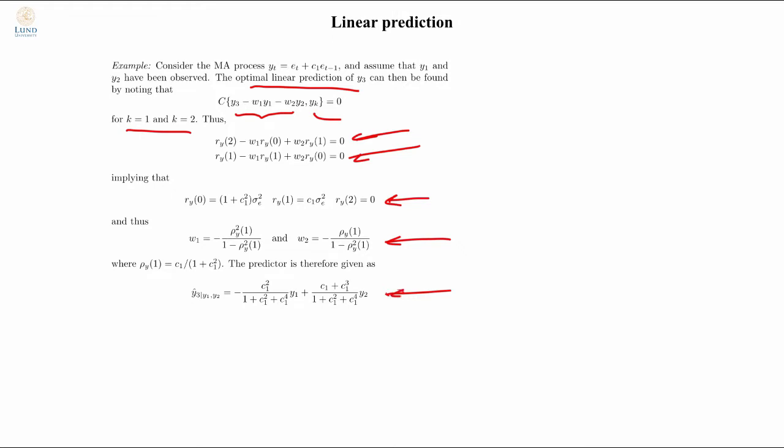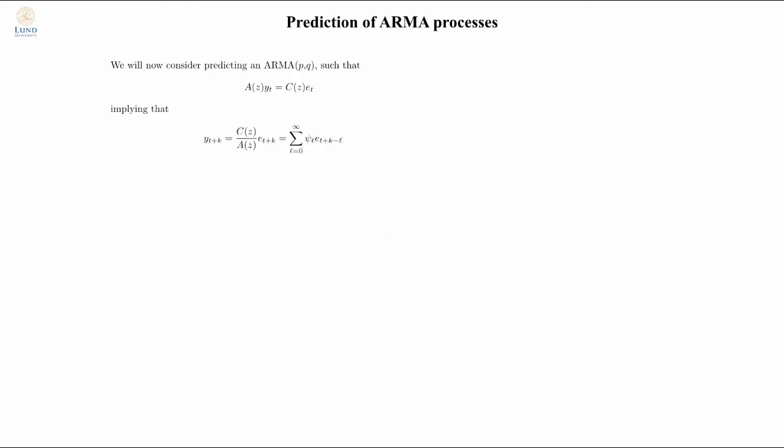And what you will see is that ŷ(3), given the observations of y(2) and y(1), will only depend on y1 and y2, which makes perfect sense given this was an MA process, so you should be able to predict it using a combination of the earlier measurements. Let's proceed to examine an ARMA process.